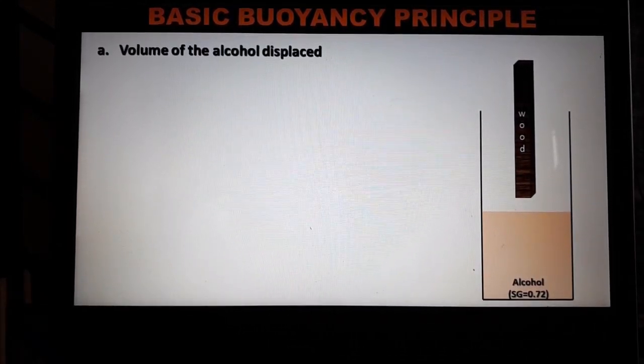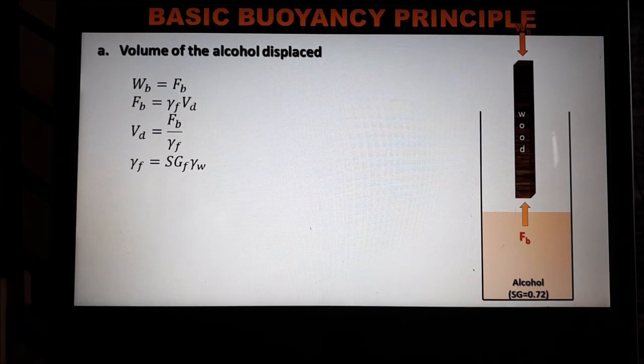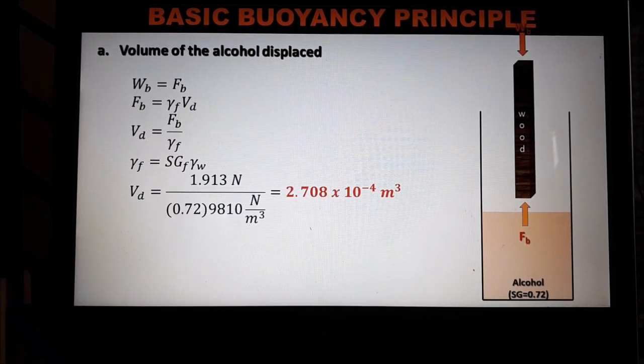For the volume of the alcohol displaced, again, identifying the two major forces in the system, we have the weight of the block is equal to the buoyant force. Now, the buoyant force is equal to the specific weight of the fluid times the volume displaced, while the volume displaced is equal to the buoyant force over the specific weight of the fluid. And the specific weight of the fluid is simply equal to the specific gravity of the fluid times the specific weight of the water. Therefore, substituting the value, the volume of the alcohol displaced is equal to 2.708 times 10 raised to the negative 4 cubic meter.